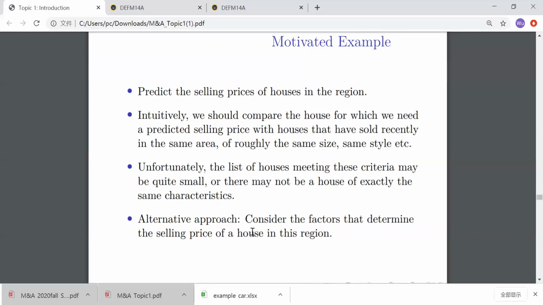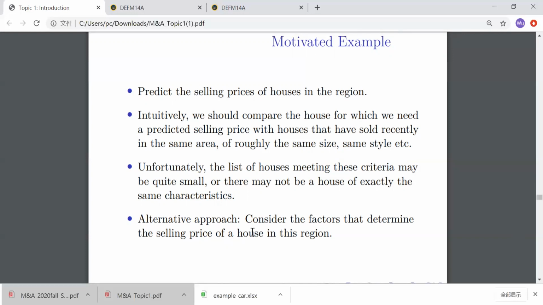Because obviously size affects housing prices. The style of the houses also affects the selling prices, right? But in reality, it is difficult to find two houses that share exactly the same characteristics, right? Same location, same size, same style, same other conditions. It's very difficult to find.